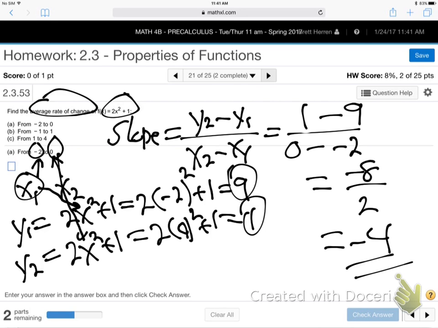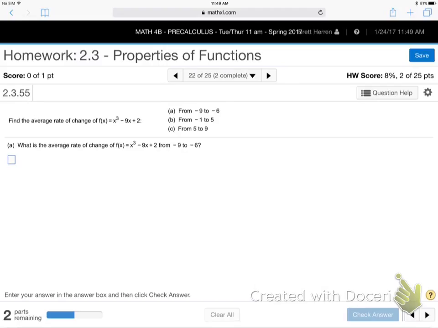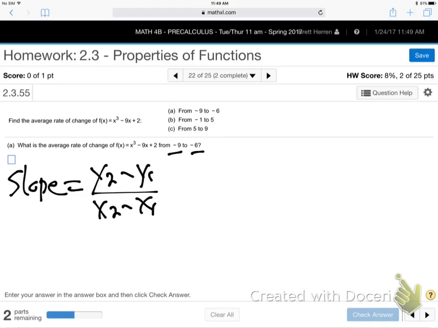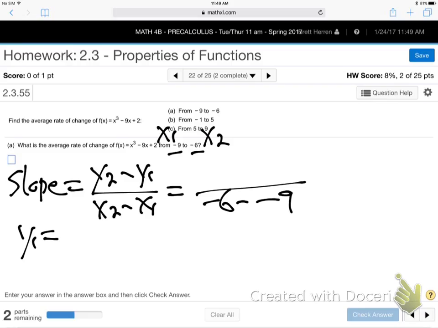So let's go on then. All right, you guys want to try that? Let's do 22, part A. So in other words, from -9 to -6, find the slope, find the average rate of change. y2 minus y1, x2 minus x1. Give that a try. Did you guys get that okay? So this is x1, x2, so -6 minus -9. And then for y1 you've got to plug in, we've got x cubed minus 9x plus 2.